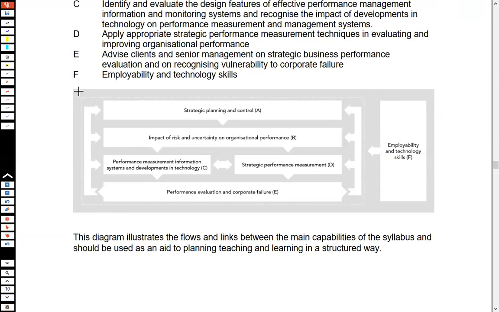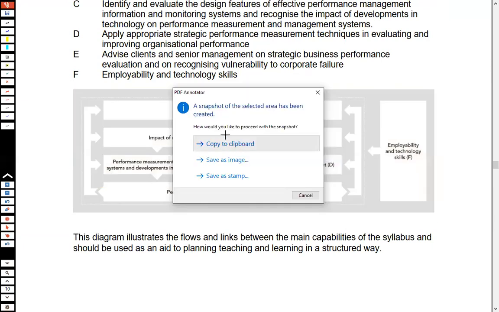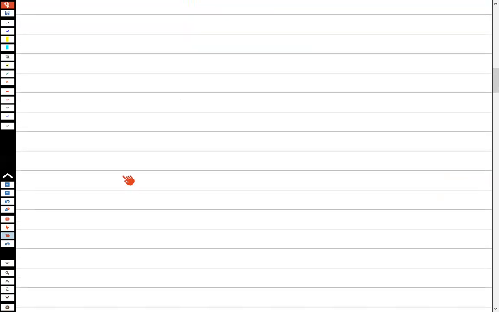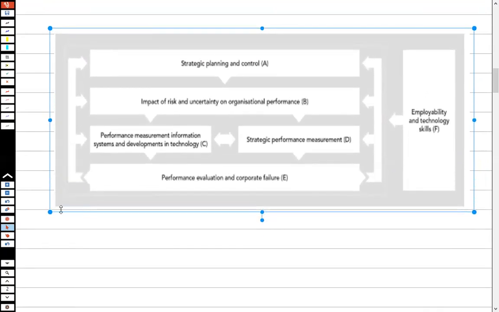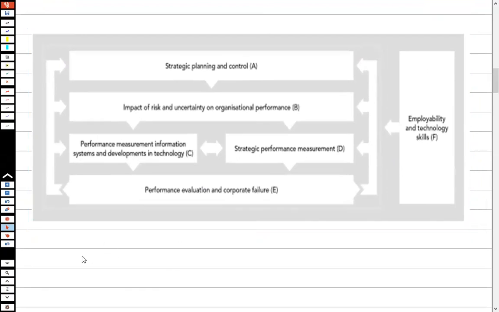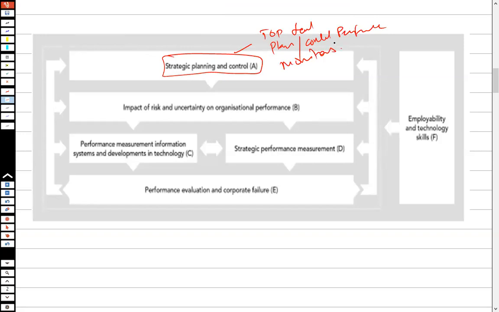These are the syllabus areas. Number one is strategic planning and control. At the top level of the organization, the way you plan things, the way top management controls and monitors the performance. That is strategic planning and strategic control: the way top management thinks about the business and aligns the objectives and goals of the organization to make sure it is able to achieve the vision.